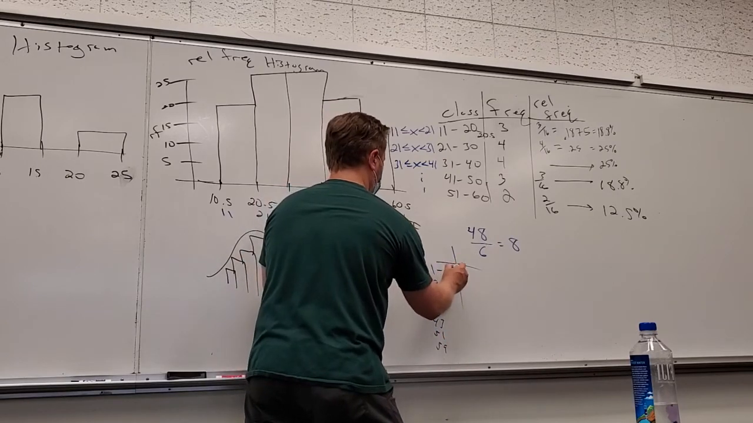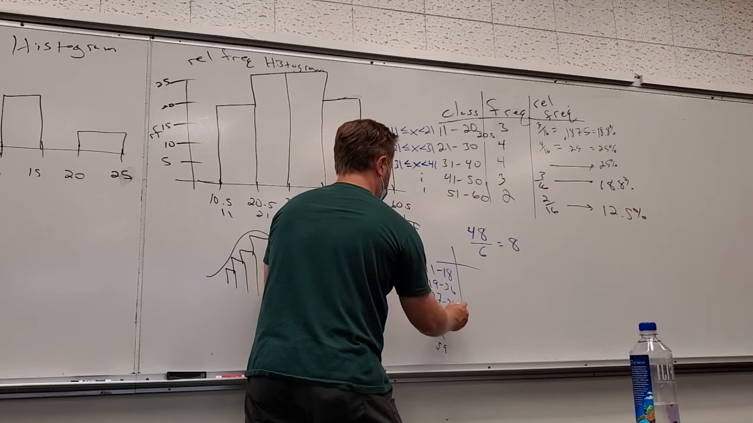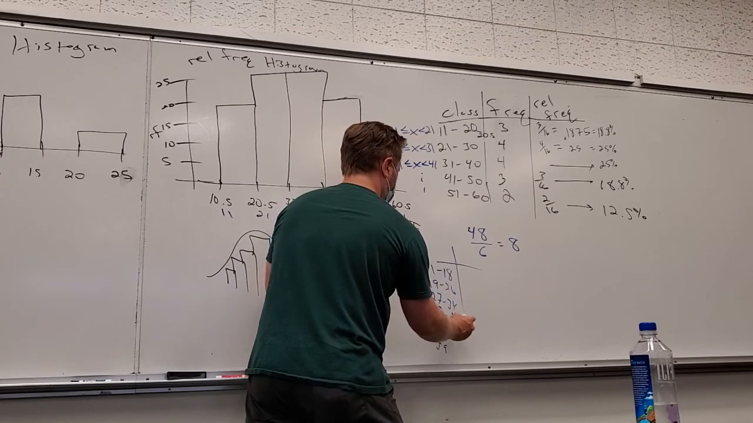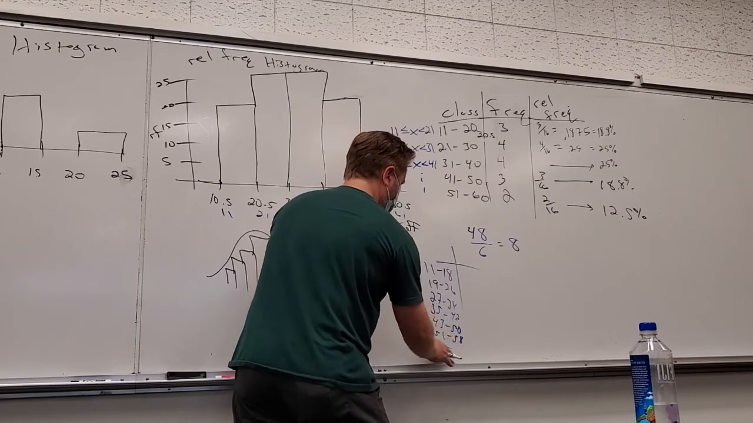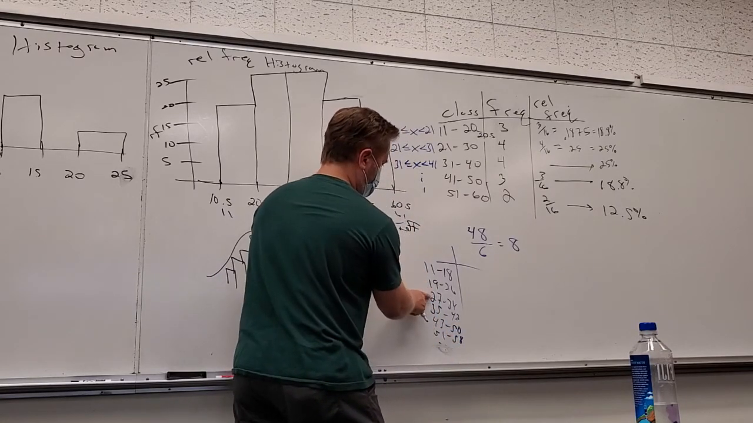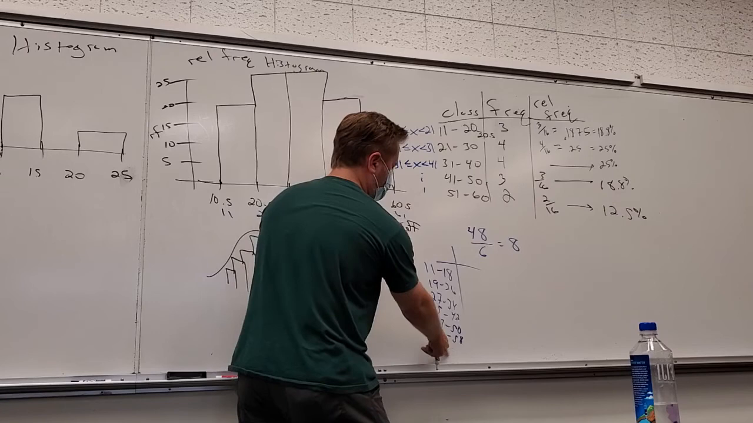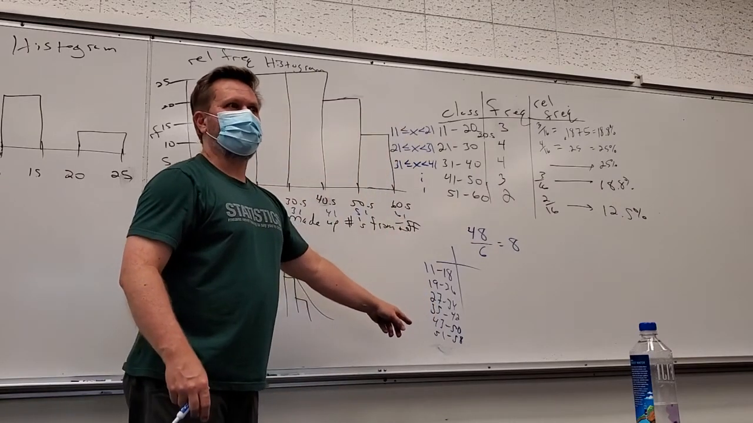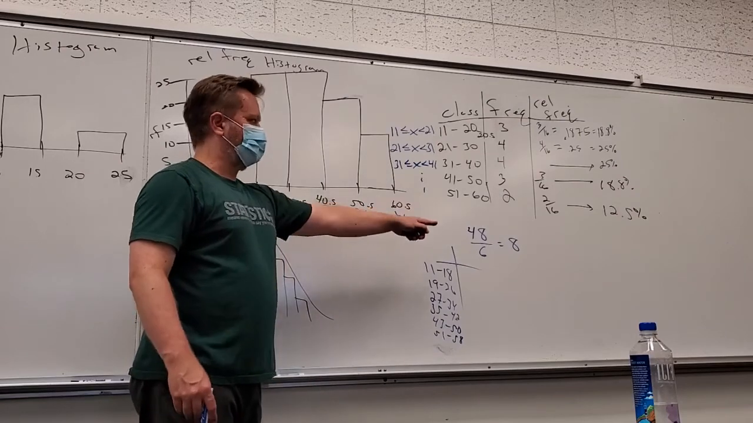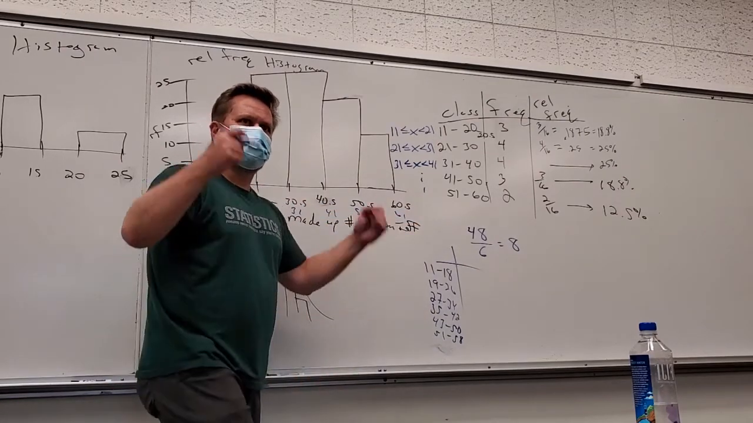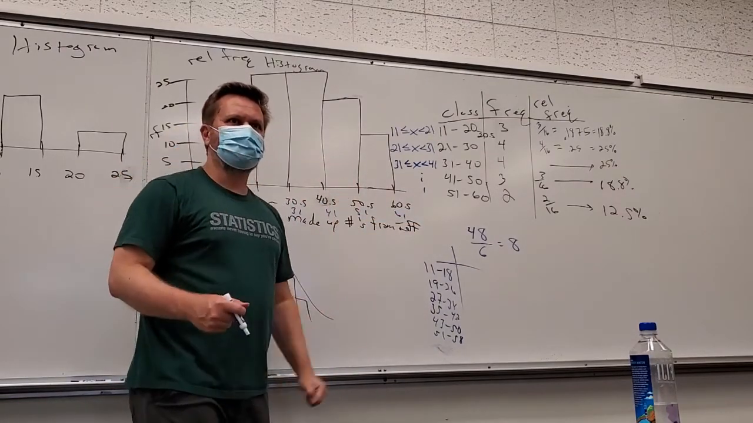Okay. 8, 8, 8. Oh, let me see. 1, 2, 3, 4, 5, 6. Aren't there 6 classes right now? Yeah. Did I capture the last data point? But didn't I want 6 classes? Damn it. I want 6 classes.